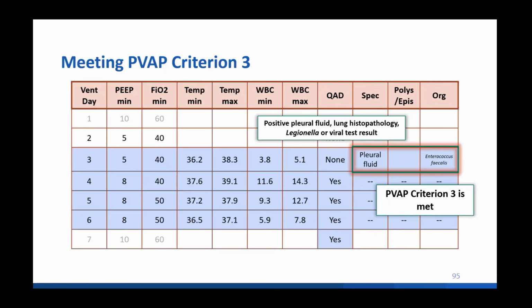To meet PVAP criterion 3, there must be a positive pleural fluid, lung histopathology, Legionella, or viral test result. Recall that Enterococcus species is an excluded organism except when identified from lung tissue or pleural fluid. Since Enterococcus was identified from pleural fluid in this example, PVAP criterion 3 is met.